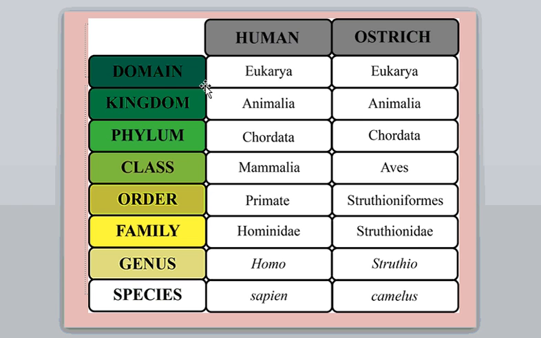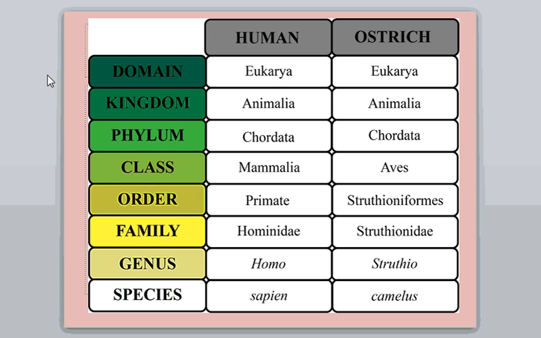Don't worry so much about the domain for right now. We will talk about that later this week. But if you look at the human, we go kingdom Animalia. We are animals. We go to the phylum Chordata because we have spinal cords. Class Mammalia, order Primates, family Hominidae, and then genus Homo, and then species sapiens.